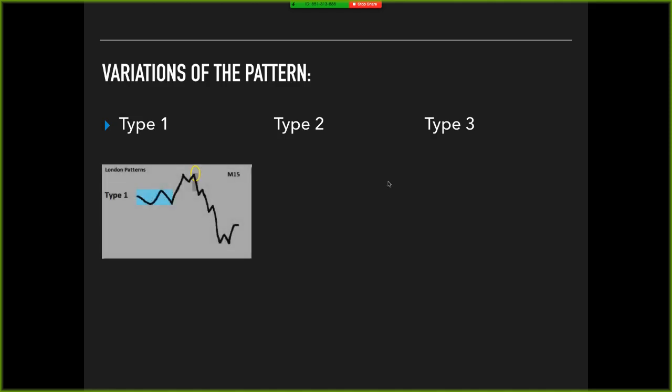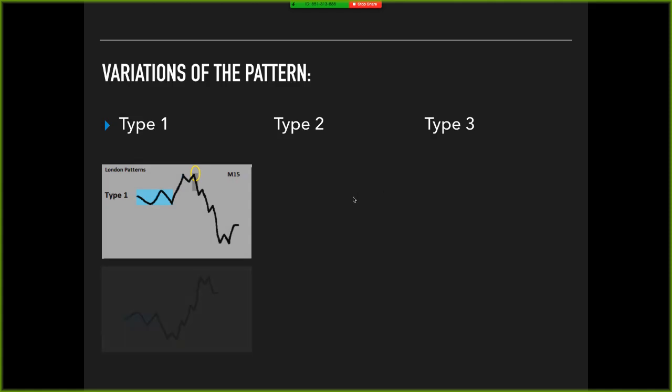And of course, we have the 3 variations of the pattern, okay? Type 1, type 2, type 3. So this is what I want to focus on today, and being able to recognize what these look like on the charts, okay, with some examples for you guys of these that happened this week.